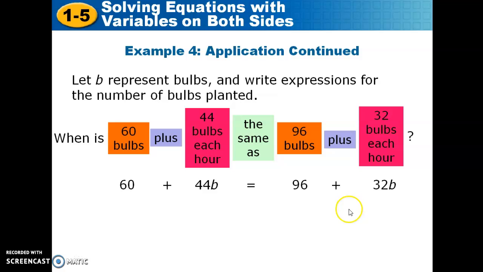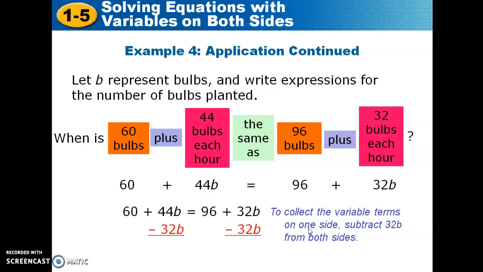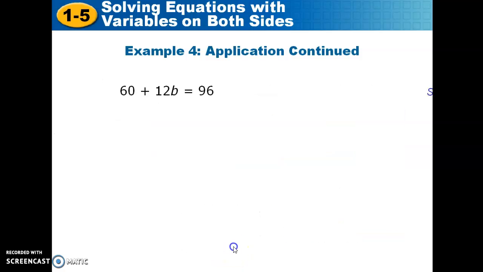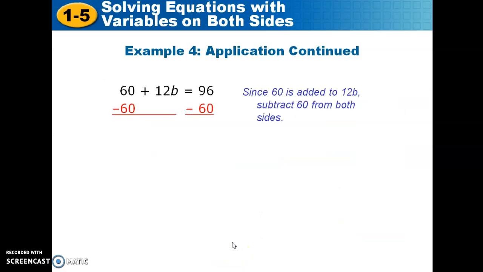So let's see what happens now. We clean up that equation, and this is what we get. We're going to subtract 32b on both sides. So that gives us 60 plus 12b equals 96. And then if we subtract 60 on both sides, we have our variables all on one side and our constant on the other. And now it's a simple division problem.